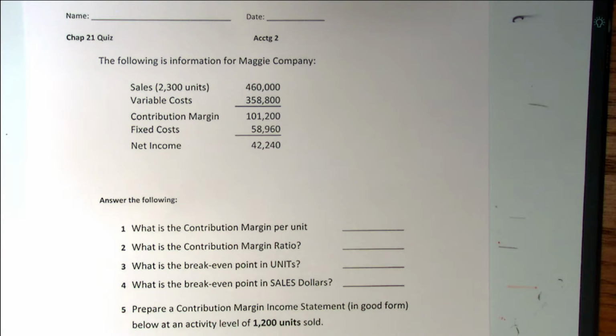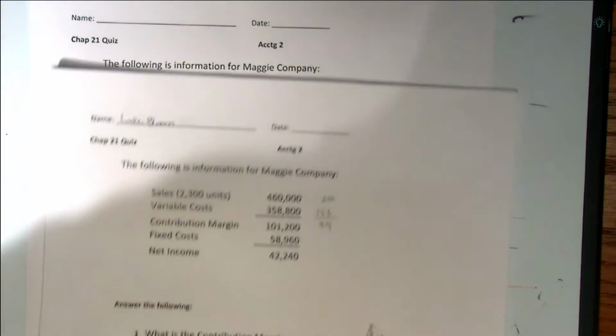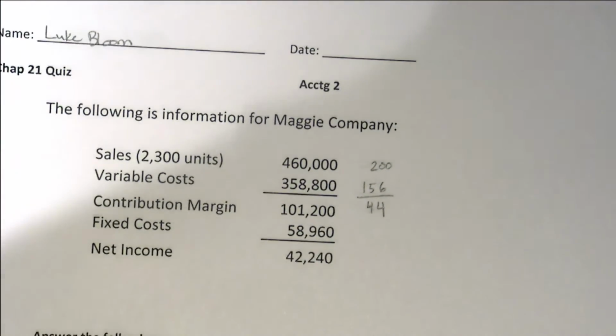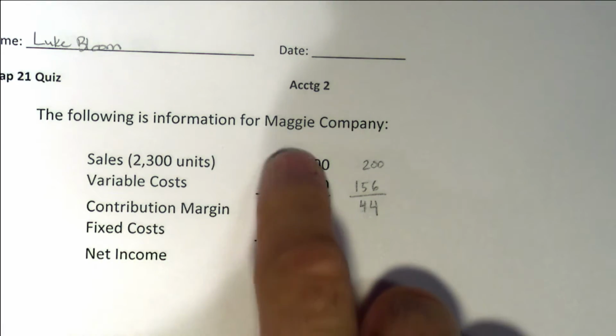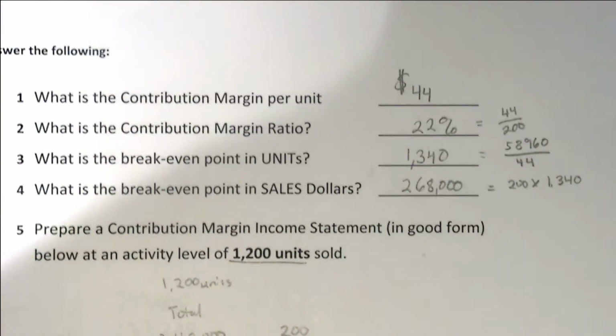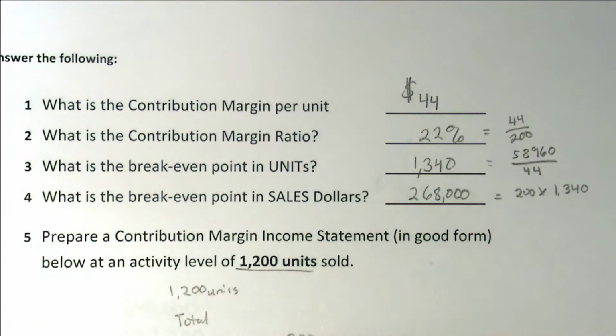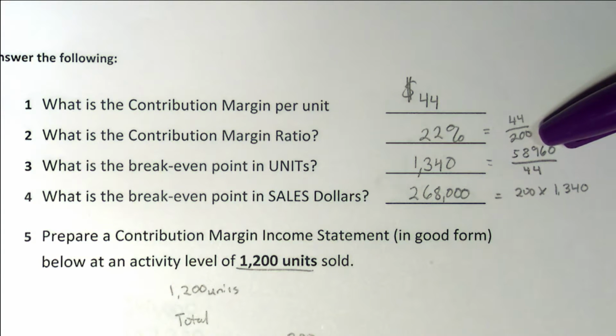I really don't want to spend a lot of time on this. Luke, you did a nice job on yours. The first thing that you did was figure out the per units of 200, 156, and 44, right? And you just took these numbers divided by 2,300, correct? Then you calculated the contribution margin per unit. The CM ratio is 44 divided by 200 from above, 22%. The break even is the fixed cost of 58,960 divided by this CM per unit of 44.